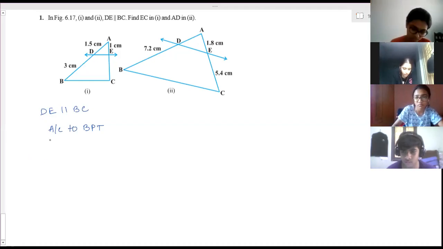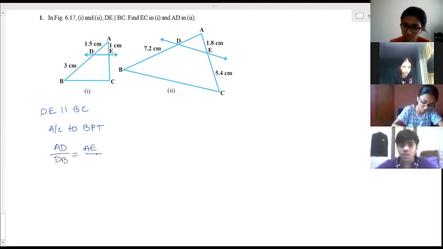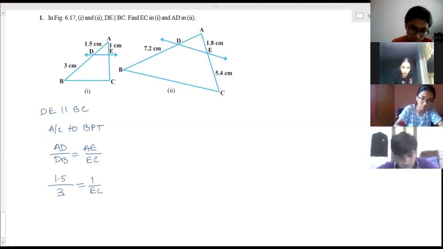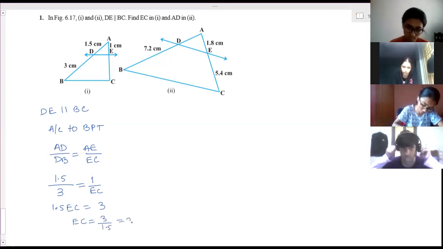So how will you tell the ratios? In this triangle, AD by DB is equal to AE by EC. AD is 1.5, DB is 3, AE is 1, and EC is unknown. 1.5 into EC is equal to 1 into 3. EC is equal to 3 by 1.5, that is 2.